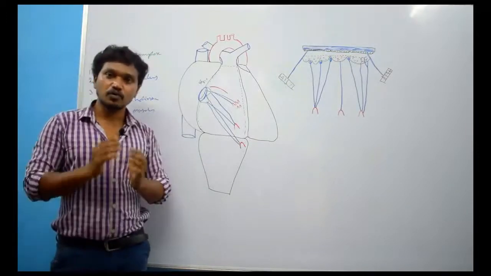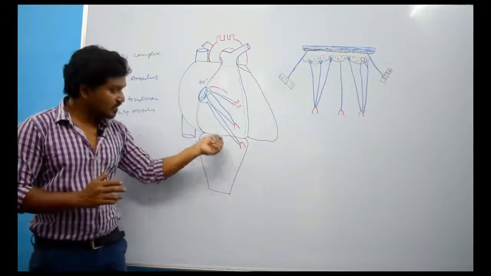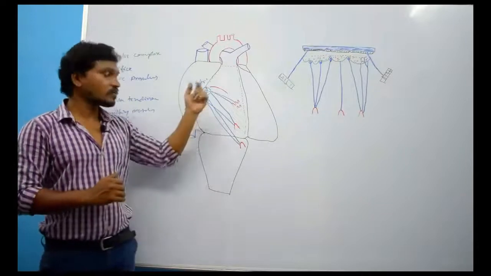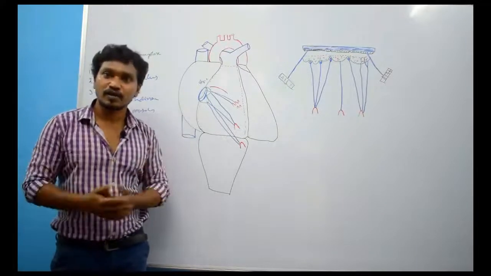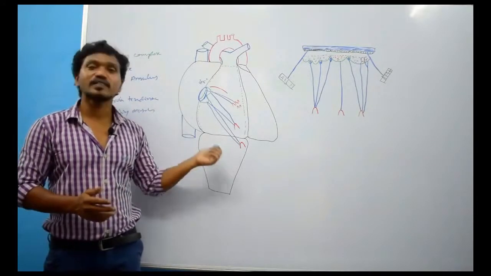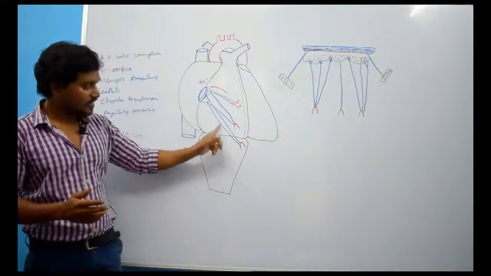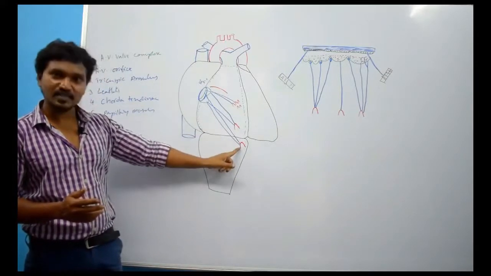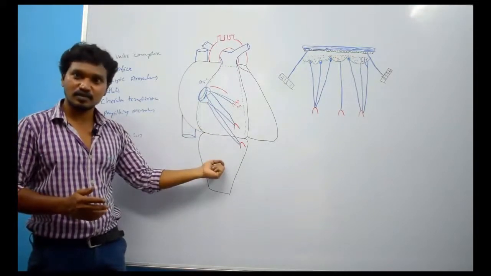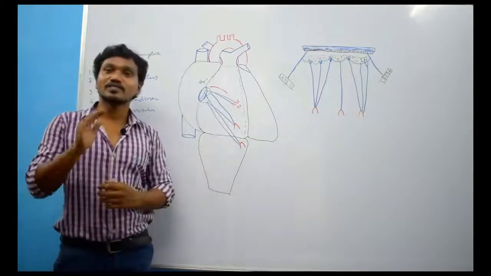Clear? But most of the students think that when the papillary muscles contract, these chordae tendineae will push the leaflets, so that the atrioventricular orifice will be open. Is it? But why are they thinking like that? Because the papillary muscle is down and the chordae tendineae is connecting here. When it contracts, this chordae tendineae has to pull down.